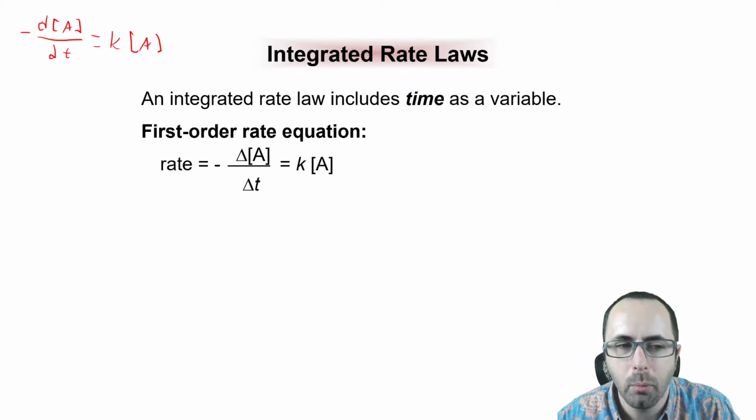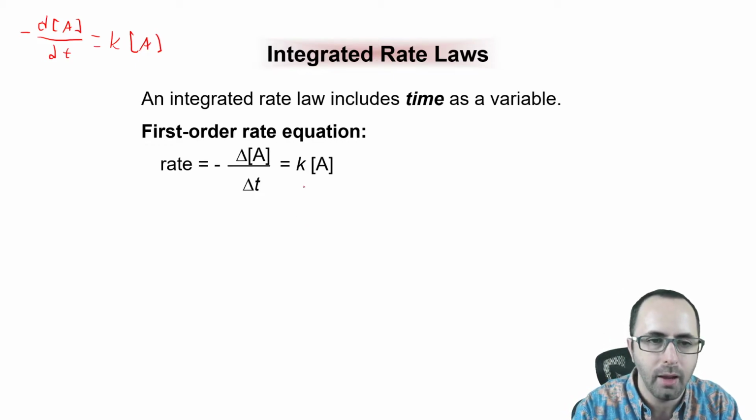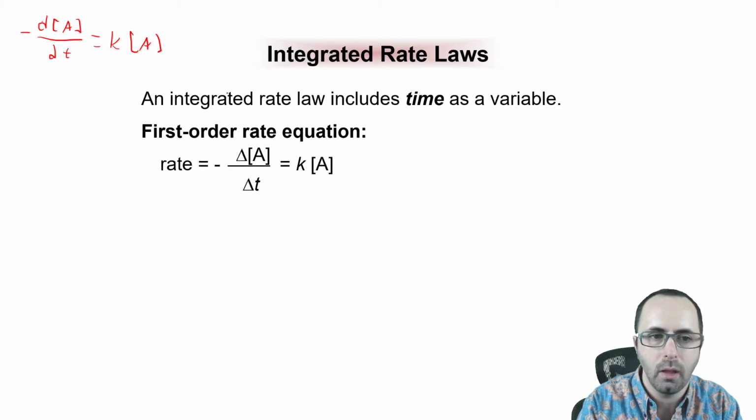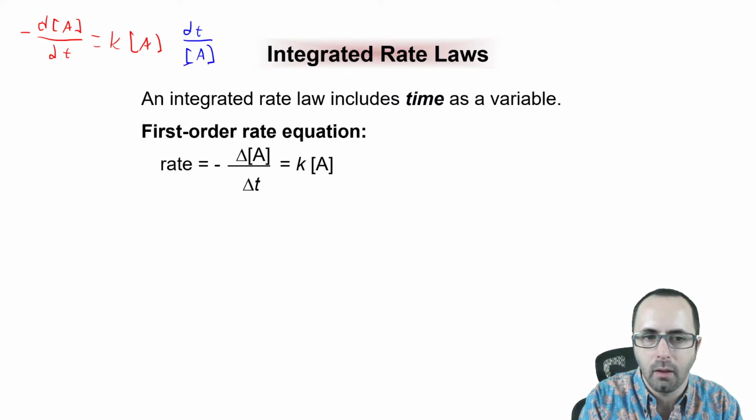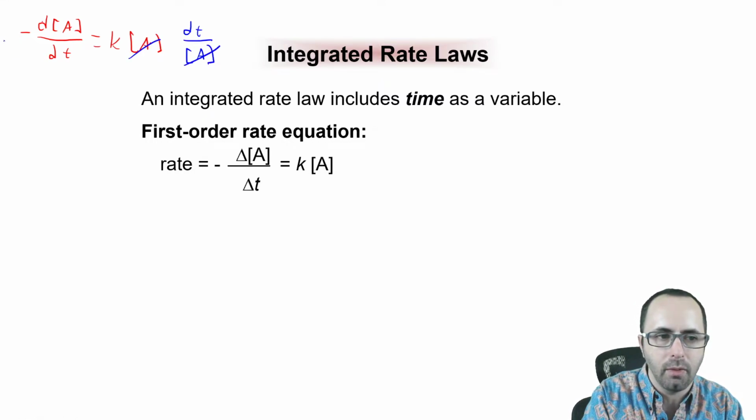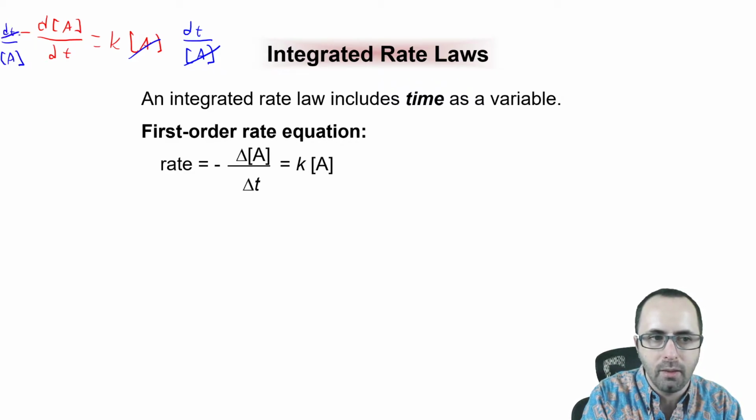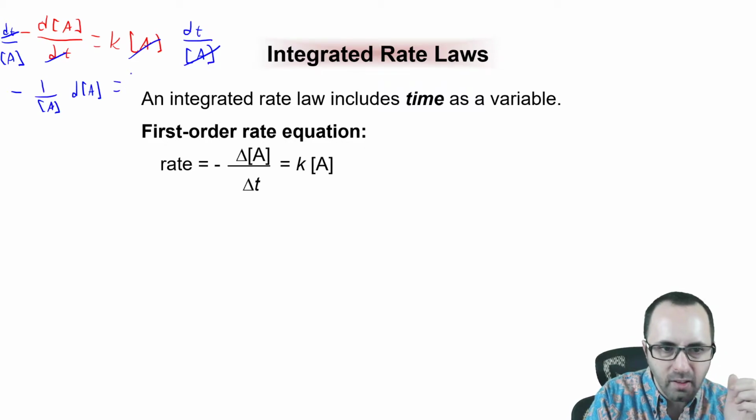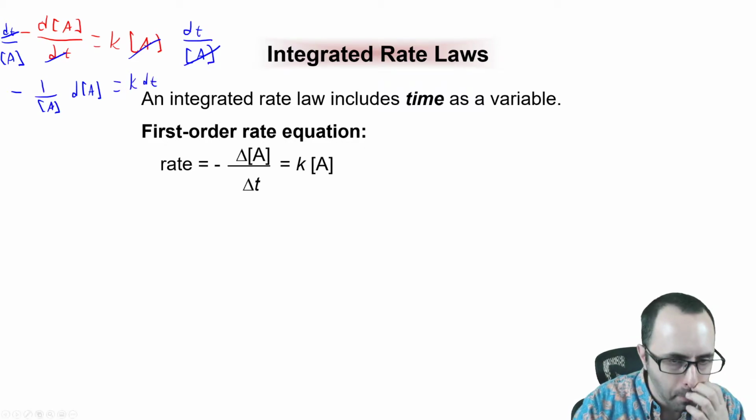Now, if we multiply both sides by dt and divide both sides by the concentration of A, we'll get this. Concentration of A will cancel on one side, and on this side, dt cancels. And so we get on this side negative 1 over the concentration of A, d concentration A, equals K dt.